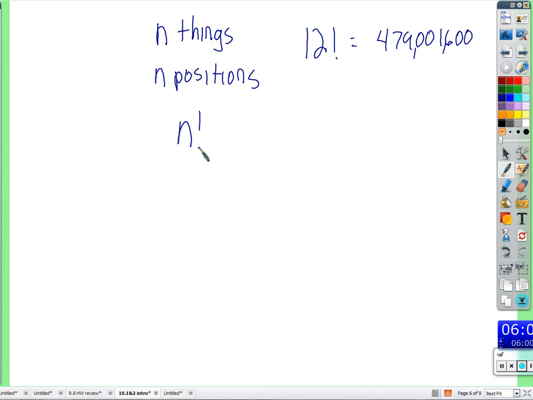But if we're taking all of them, and we're arranging all of them in a line, or in some kind of a ranking of permutations, n factorial is the way to go.